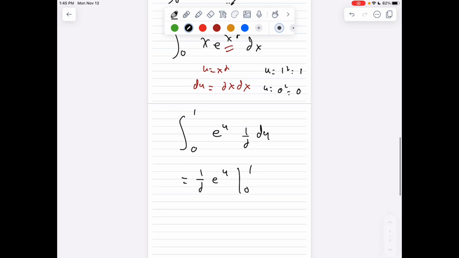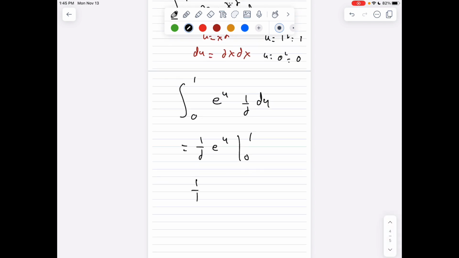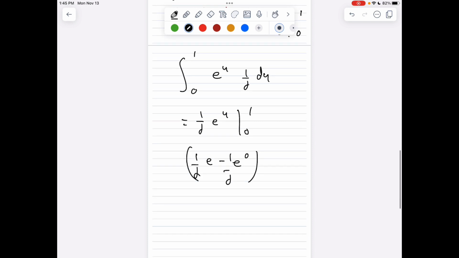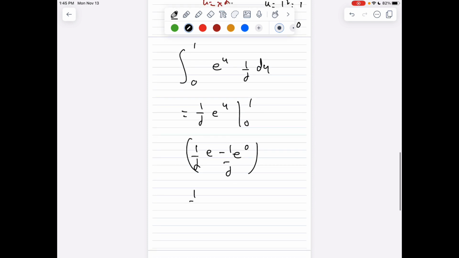All right. So we would get 1/2 e minus 1/2 e to the 0. So we use the fundamental theorem of calculus, and get 1/2 e minus 1/2, because e to the 0 is 1. So that would be my answer.